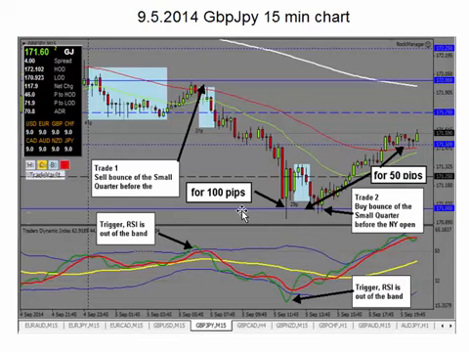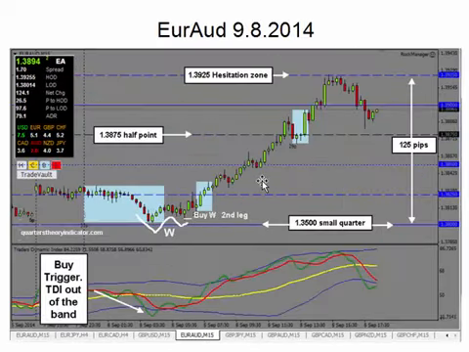Here's an example of the Euro Aussie on 9/8. The pair cycled down, it bounced at 135.00, a small quarter, and it cycled up roughly 125 pips, and it bounced exactly at the hesitation zone at 139.25.